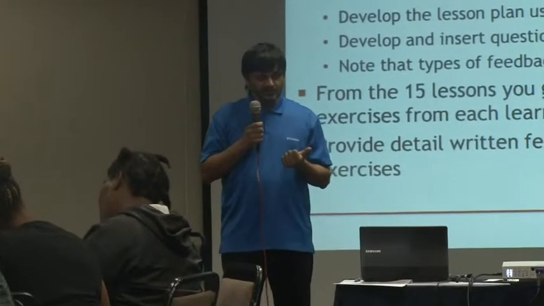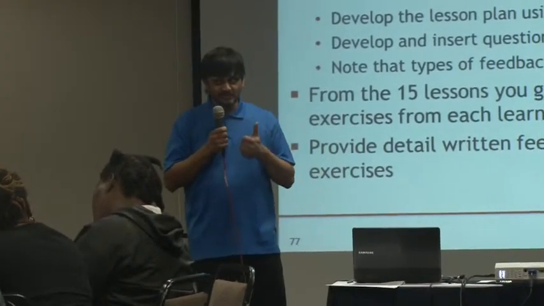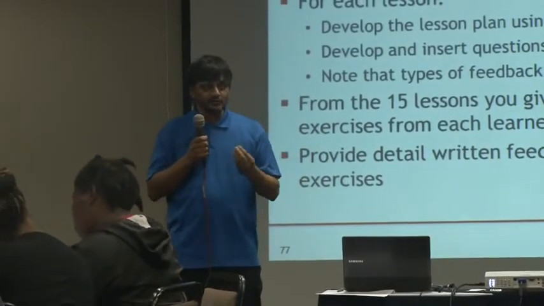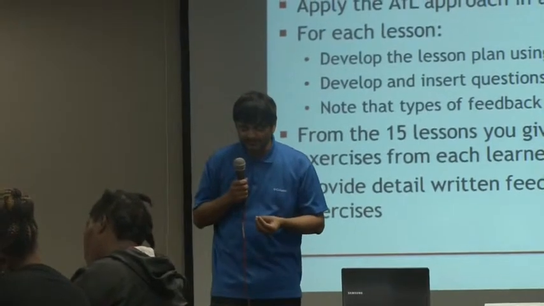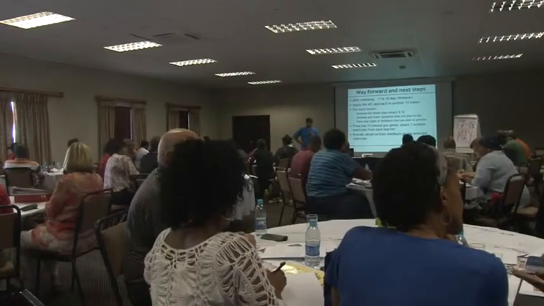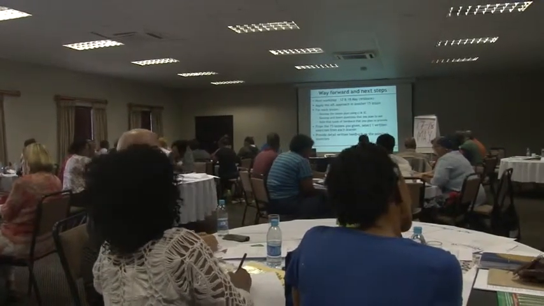Remember our first workshop, how many lessons we asked you to do? One. For each lesson, make sure you develop some plan, some routine about using learning intentions and success criteria. For each lesson, you must develop and insert or show the questions you're planning to ask. And for each lesson, you must have an idea of the types of feedback you're planning to give. So from the 15 lessons, you select one lesson where you're going to give detailed feedback to all your learners. And then, of course, you give the detailed feedback in the way that we did so far.